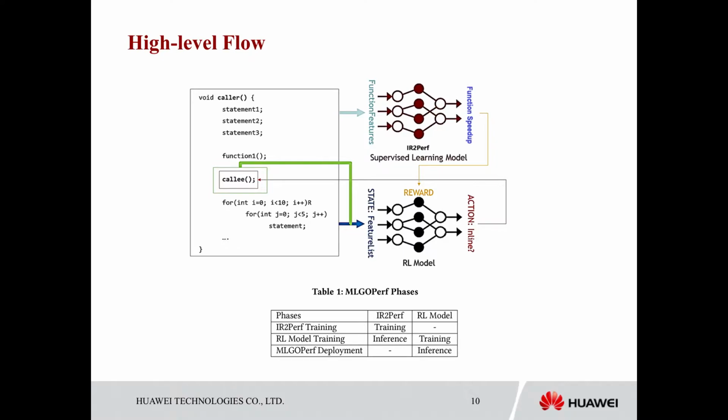So you can easily notice that when we have two ML models, we're going to have three phases. The first phase would be just a standalone training of the first model with the data we have. In that case, the RL model has nothing to do here. In the second phase, when the first model is trained, you want to deploy that. So at each iteration, you want to generate rewards for your second model under training. That's why in the second phase, you have inference of IR2Perf and training mode of the RL model.